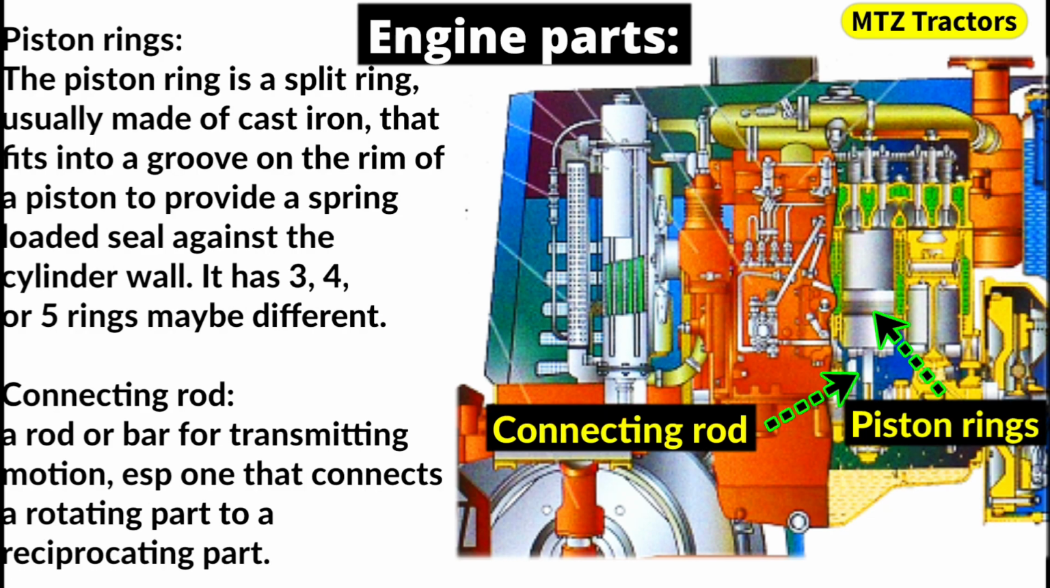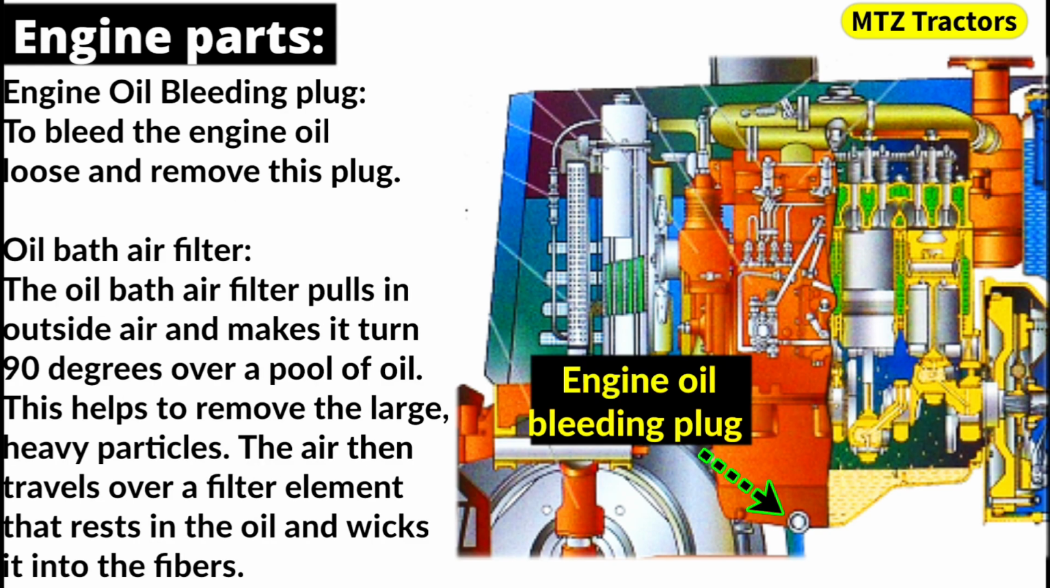Piston rings. The piston ring is a split ring, usually made of cast iron, that fits into a groove on the rim of a piston to provide a spring-loaded seal against the cylinder wall. It has 3, 4, or 5 rings, may be different. Connecting rod. A rod or bar for transmitting motion, especially one that connects a rotating part to a reciprocating part. Engine oil bleeding plug. To bleed the engine oil, loosen and remove this plug.